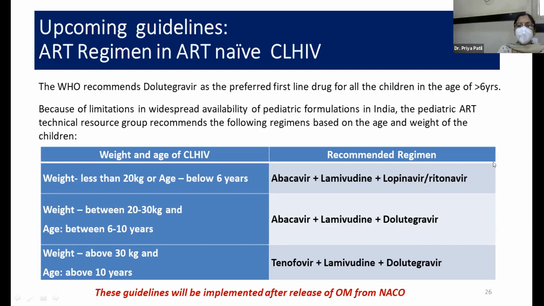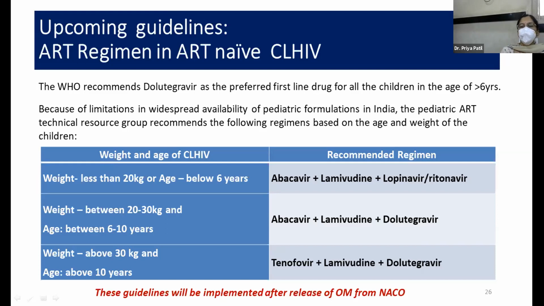Now, weight less than 20 kg or age below 6 years. That is the first group. The recommended regimen will be abacavir, lamivudine with lopinavir ritonavir. Then weight between 20 to 30 kg and age between 6 to 10 years, the recommended regimen will be abacavir, lamivudine and dolutegravir. Whereas weight above 30 kg and age above 10 years, it will be like the adult guideline, that is TLD regimen, tenofovir, lamivudine and dolutegravir. Again, right now we are not going to implement these guidelines in children also. These guidelines will be implemented after release of OM from NACO.